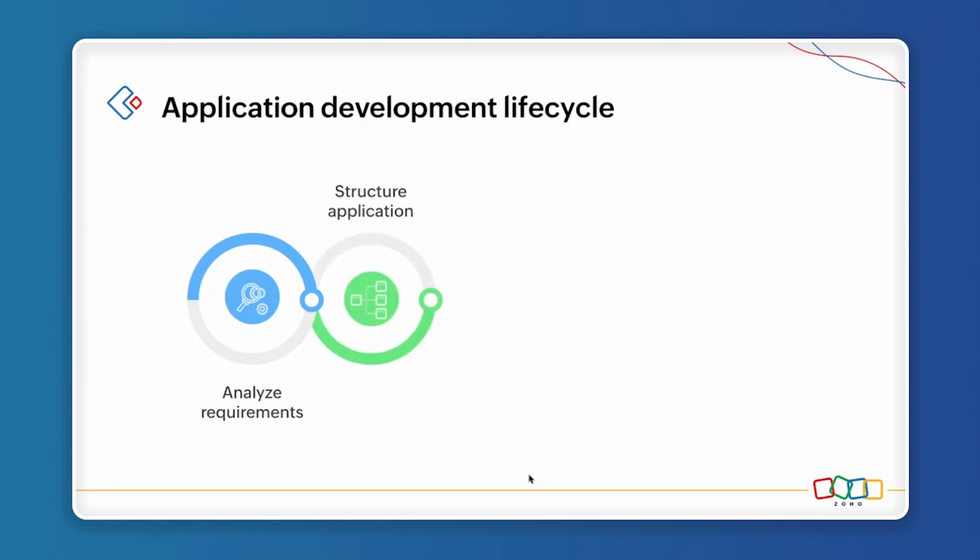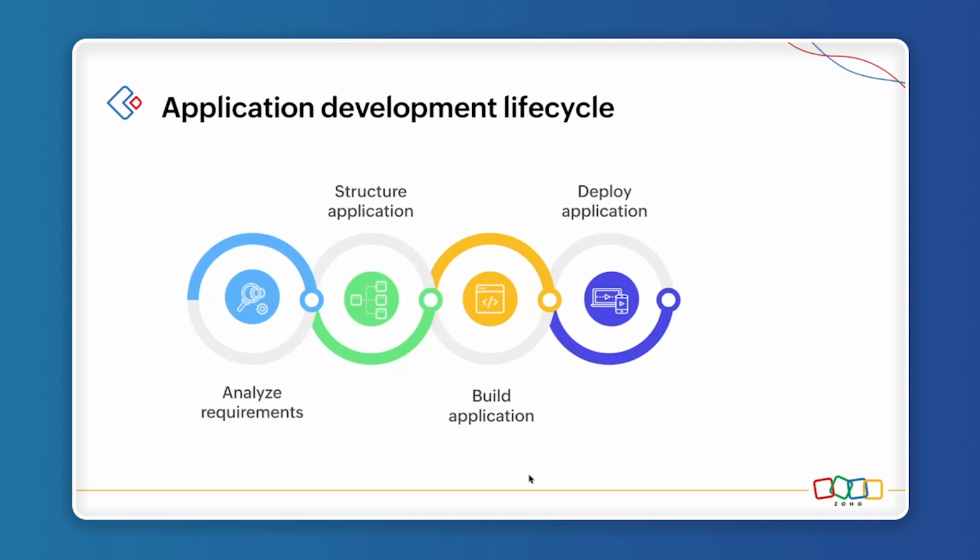And the second step is structuring the application. Once the requirement is gathered, we need to structure what modules, what forms, and what reports are needed in our application. Once the structuring is done, next comes the major part, that is application building. Once the application building is done, we can deploy the application and then manage the application. These are the different steps involved in this application development life cycle.